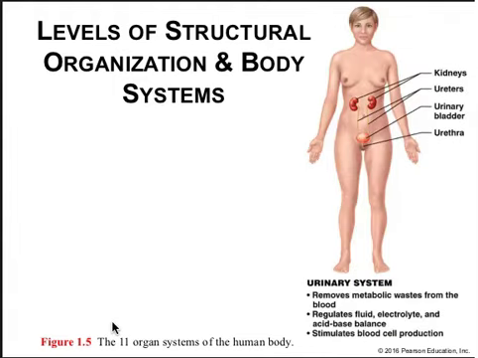The urinary system removes nitrogenous waste from the blood. It also regulates fluid, electrolyte, and acid-base balance, and it stimulates red blood cell production. So this is another waste removal system along with the digestive system and really the integumentary system to some degree. And we could also include the respiratory system as waste removal body systems. Again, we don't want waste products to build up in the body fluids and tissues because we'll create toxic conditions that will kill cells, kill tissues, shut down organs, and turn off organ systems.